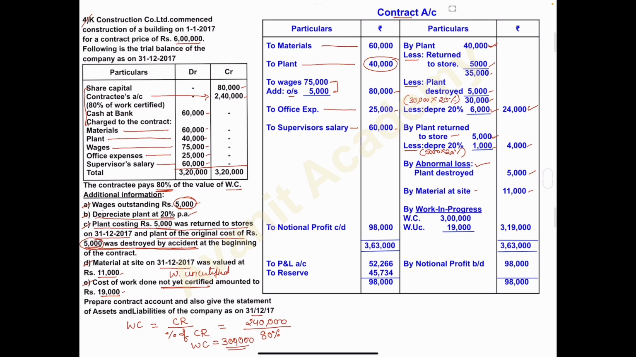So we got the work certified amount, that is 3 lakh, and work uncertified amount is 19,000. So we'll take in solution, by work in progress. Work certified 3 lakh, just we have calculated. Work uncertified, point E. In point E they have mentioned 19,000. And total of these two, 3 lakh plus 19,000, you will get 3 lakh 19,000.